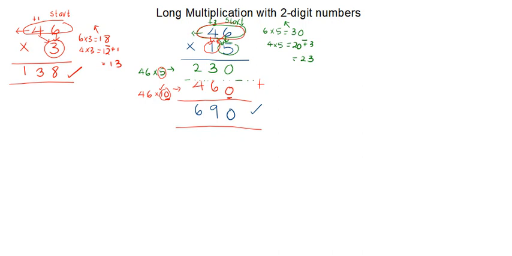Right, and that's the difference between multiplying with a one-digit number like here, where you just get one row of answers, and multiplying with a 2-digit number here, like 15, and you're going to get 2 rows, and that's how we multiply with a 2-digit number. Okay, we're going to do one more example.